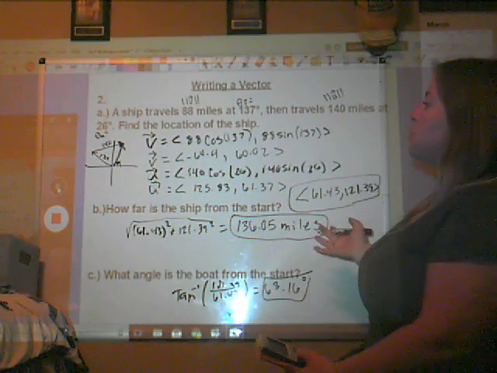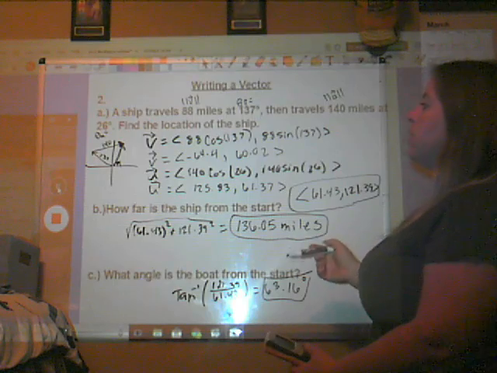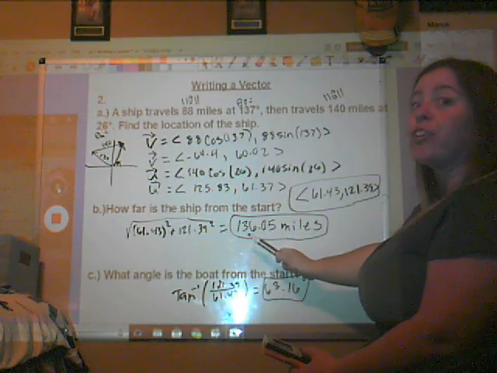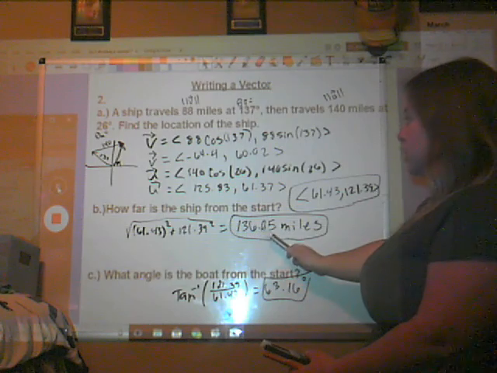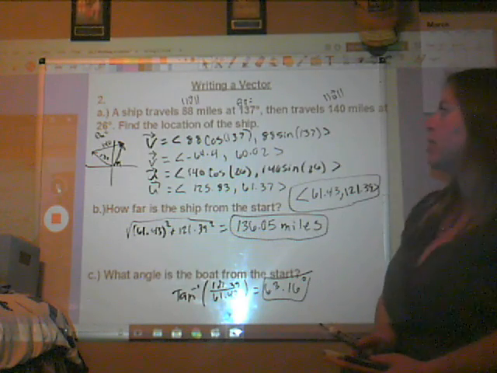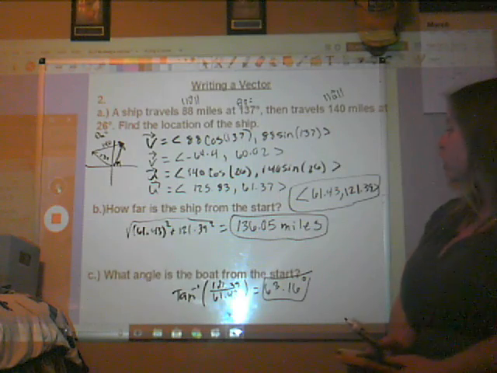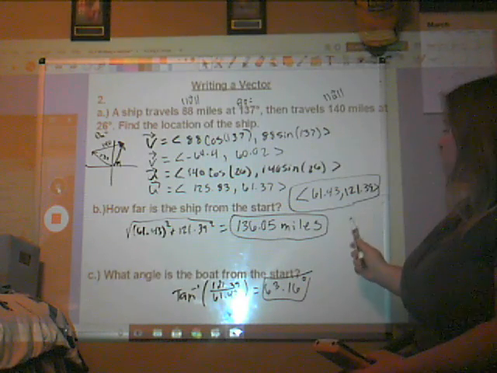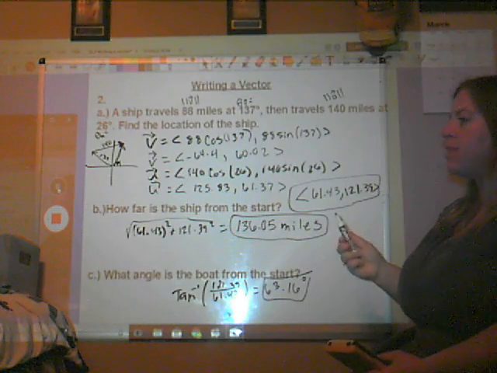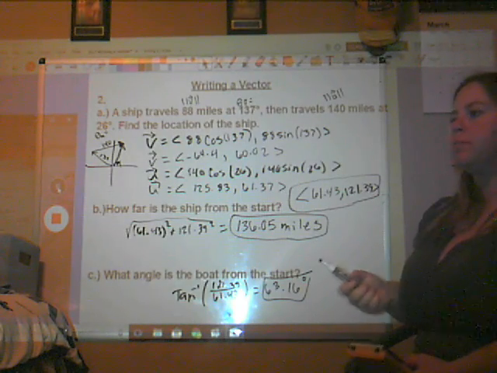So that's important. Like if you're driving a ship and you end up where you need to go 136 miles back, you need to know at what degree you need to go back to get to the starting point. And so that's here. That tells you what degree you're at from the start. And so that is how writing a vector and using the things that we've done is applied.